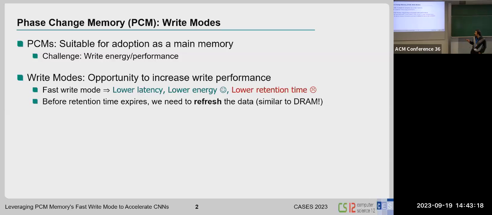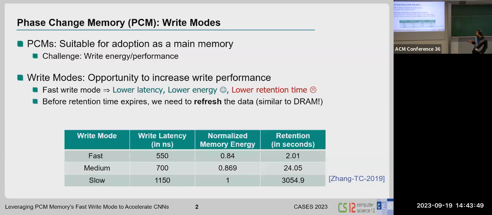In phase change memories, similar to DRAMs, the stored value also drifts. In DRAMs, we have capacitance in which charge leaks. In phase change memories, we have resistance as the element, and that drifts away. So we could have lower retention time, and to restore from retention time failures, we might need to refresh the data. Quantitatively, write latency can range from 550 nanoseconds in the fast write mode to 1150 nanoseconds in the slow write mode, and the retention time can vary from 2 seconds to 3000 plus seconds.